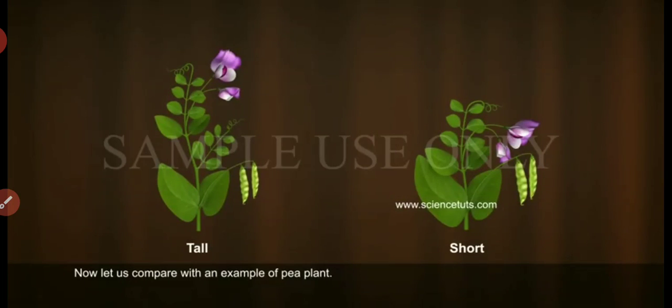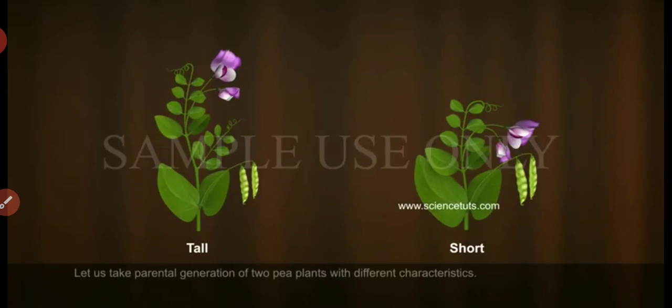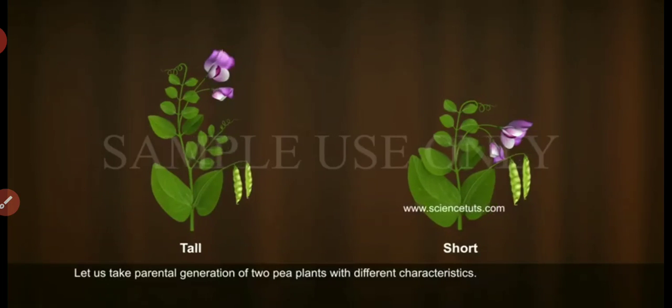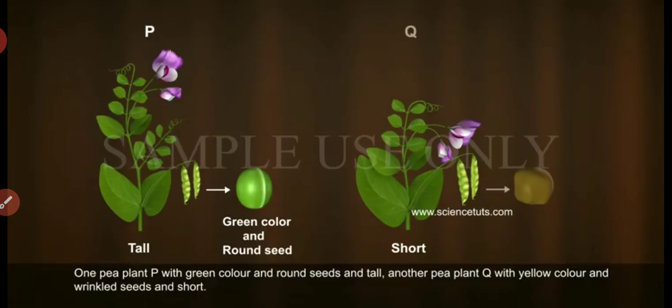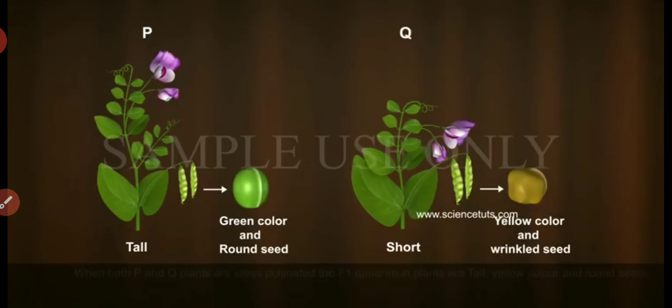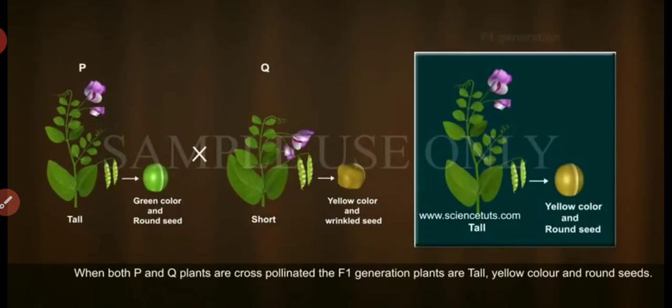Now let us compare with an example of pea plants. Let us take a parental generation of two pea plants with different characteristics. One pea plant P with green color and round seeds and tall. Another pea plant Q with yellow color and wrinkled seeds and short. When both P and Q plants are cross-pollinated, the F1 generation plants are tall, with yellow color and round seeds.